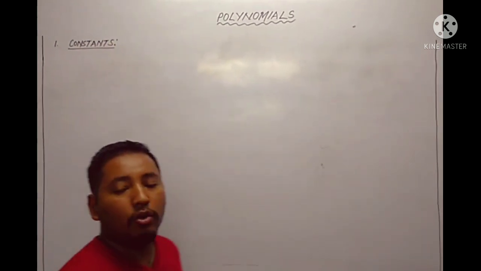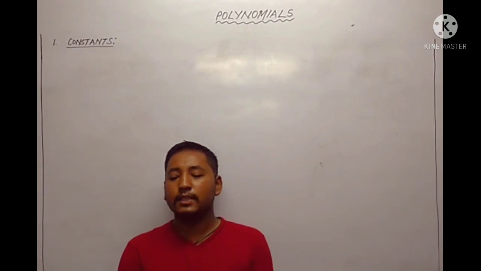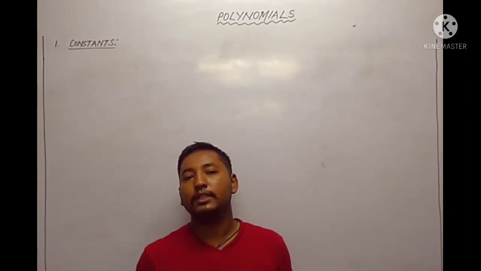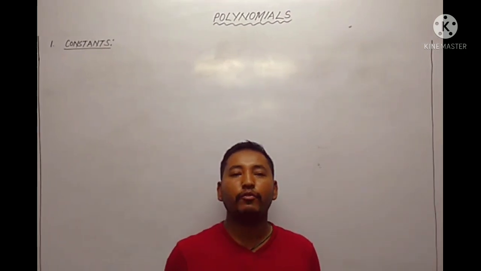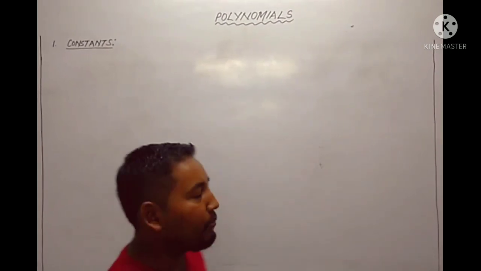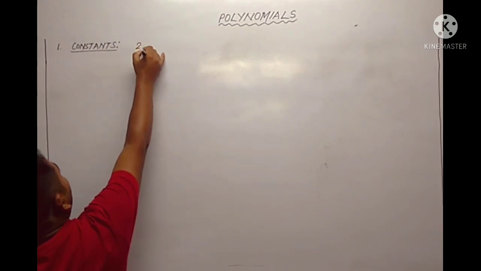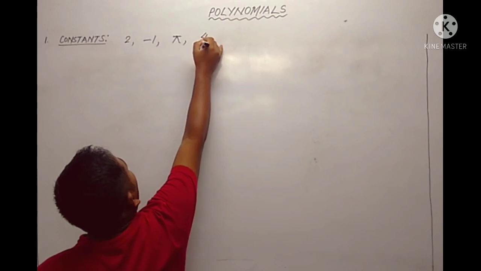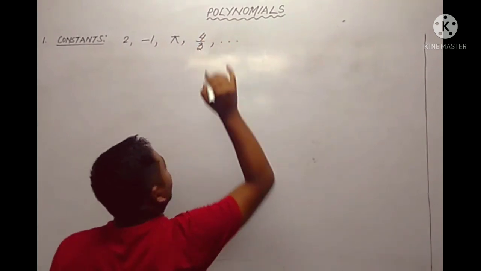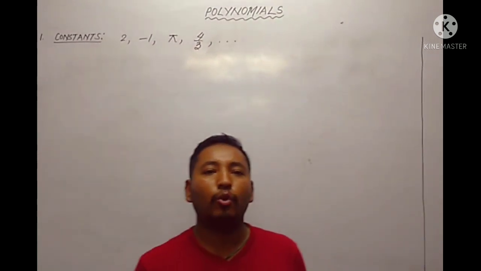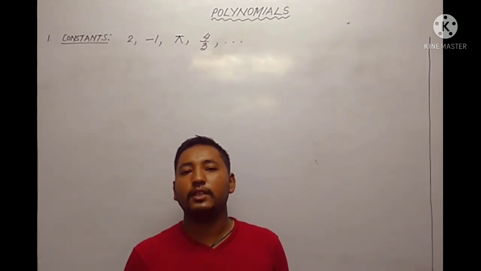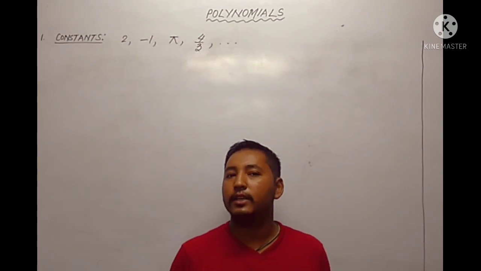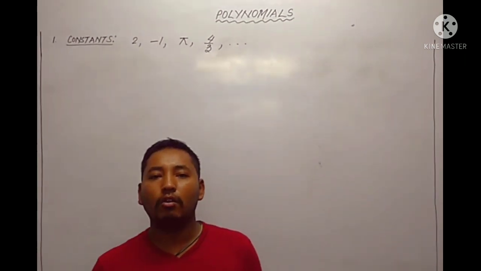Now what are constants? Constants are the symbols which have a fixed value, whose value does not change. For example, I can say 2, -1, pi, 4/3 and so on. Those numbers are called constants, which are fixed in nature and do not change their value.